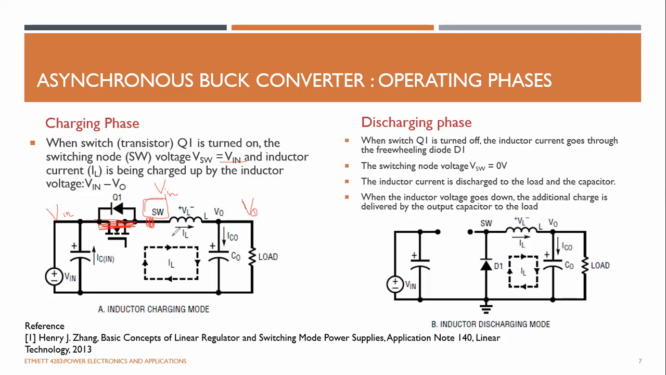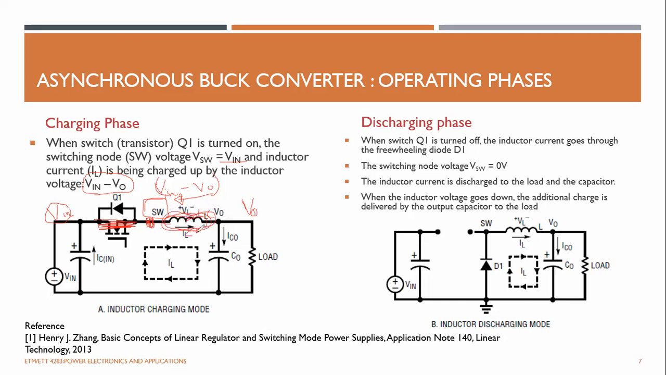So the inductor is charging. This voltage is V in, this voltage is V out. So the inductor voltage is V in minus V out, right? So this is short circuiting, and V in comes to here, and this is V out. So you have V in minus V out voltage across the inductor. So that is all about the charging phase. The inductor is creating its flux lines like this. So we keep this inductor charging and creating its flux lines.